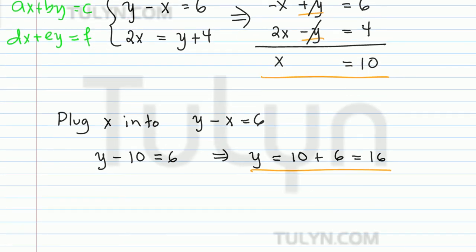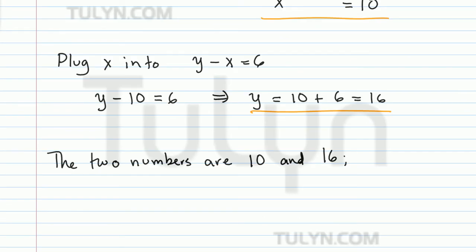So now we have our x and our y, and we want to write our answer in terms of a complete sentence. So you can write the two numbers are 10 and 16, or if you feel like giving extra information, you can write the larger number is 16, and the smaller number is 10.